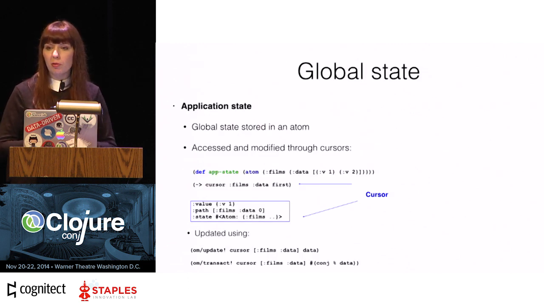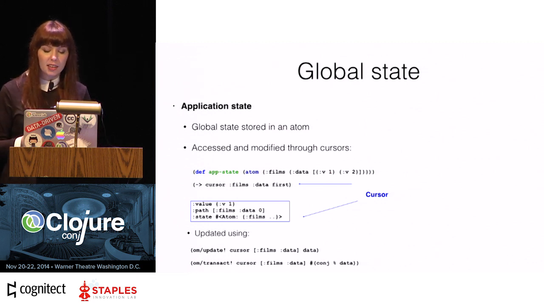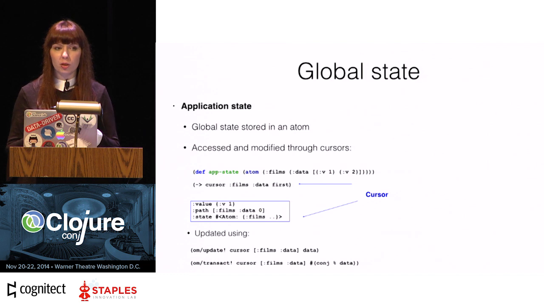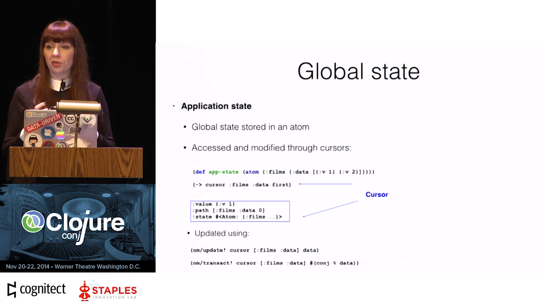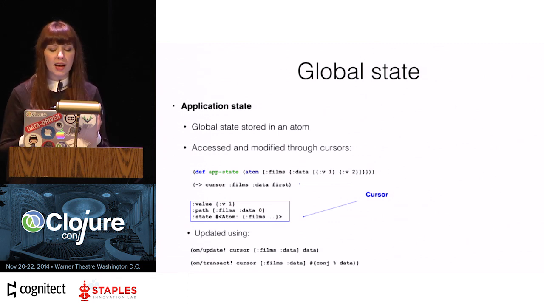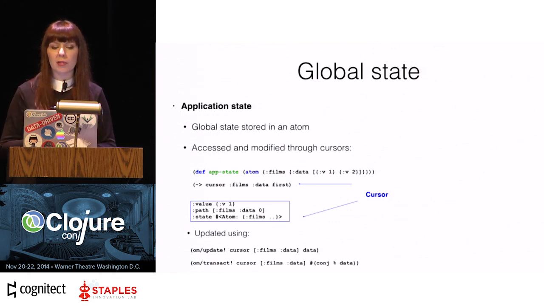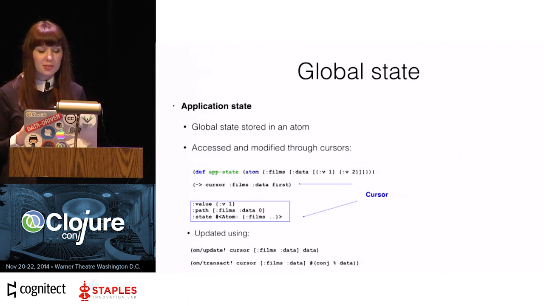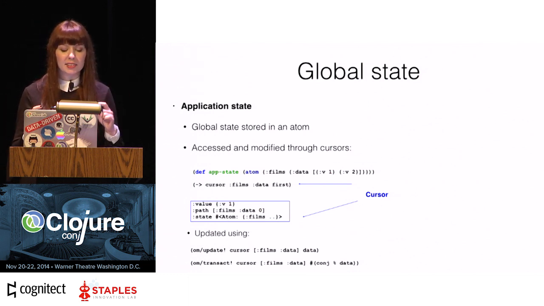As I said, a web application has this global data, global state, which is an atom, and all components down the tree access it through cursors. So cursors are a triple that consists of data to render, a path into the global state, and the reference to the global state. So in this example, if we have a component that was given a cursor, which is the first element of a vector called data, which is inside of a map called films, the cursor would look like the thing highlighted in the blue box.